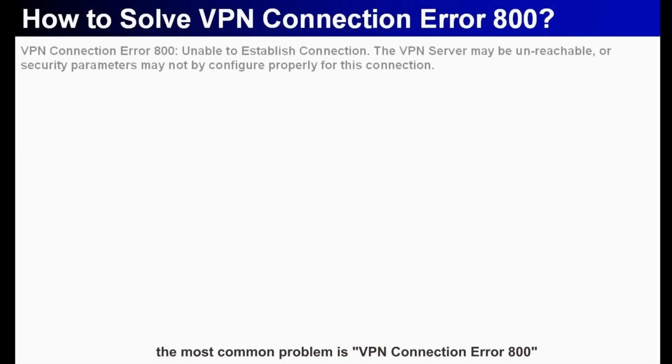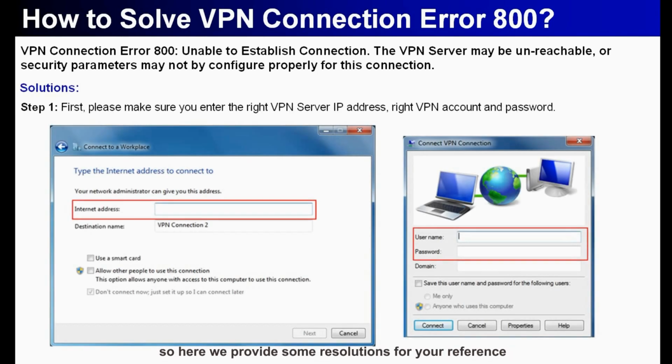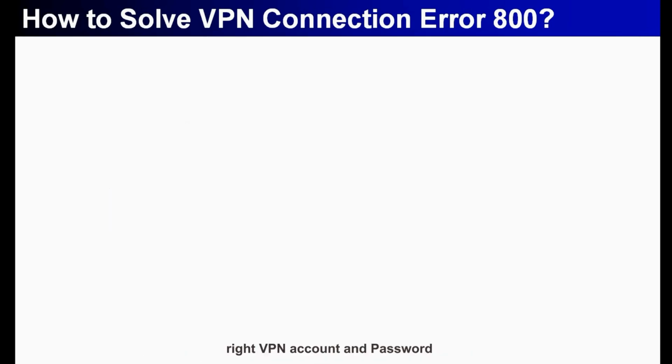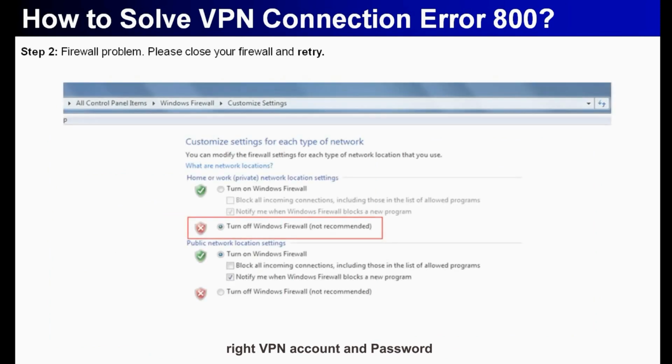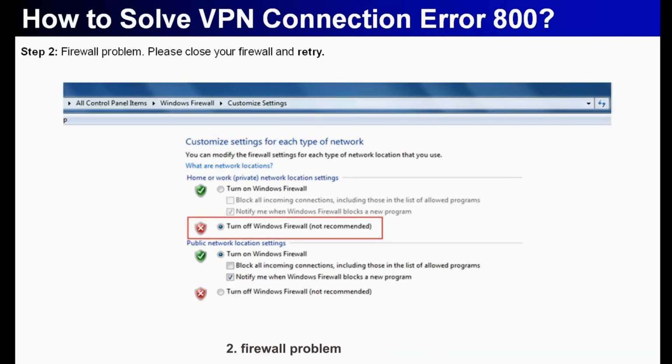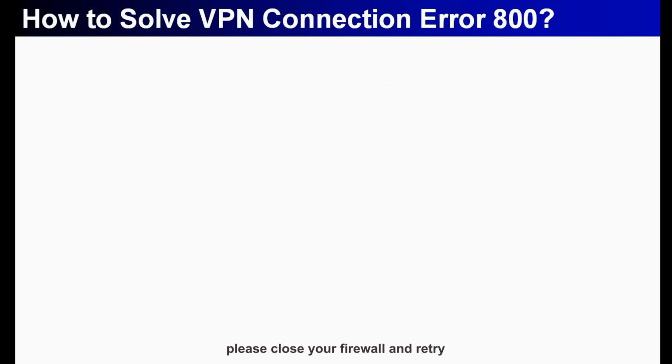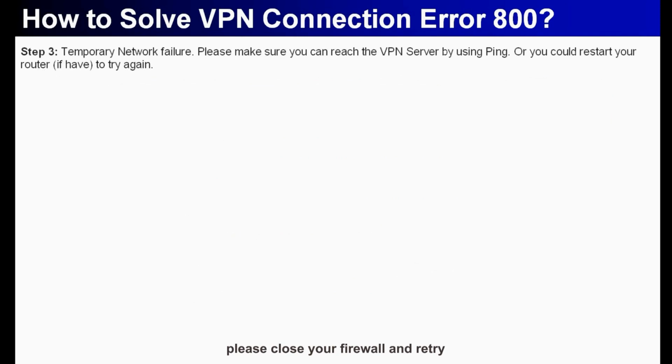When we connect to VPN server, the most common problem is VPN connection error 800. So here we provide some resolutions for your reference. First, make sure you enter the right VPN server IP address, right VPN account and password. Second, firewall problem. Please close your firewall and retry.